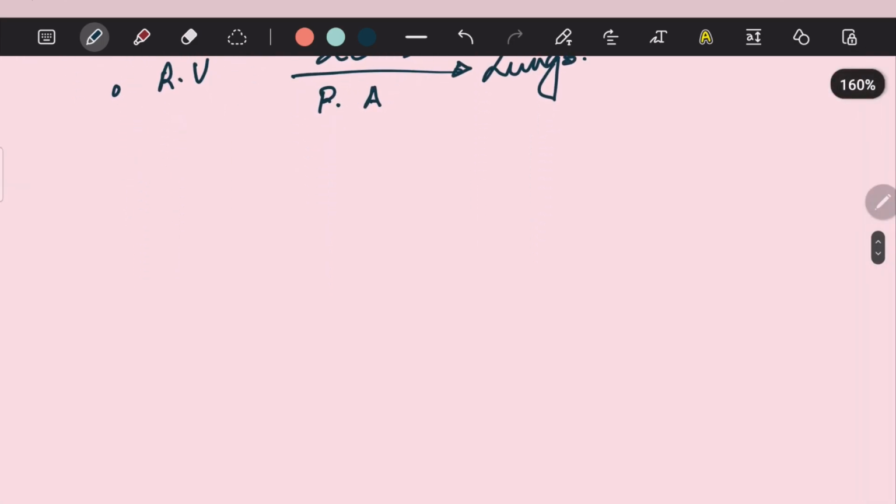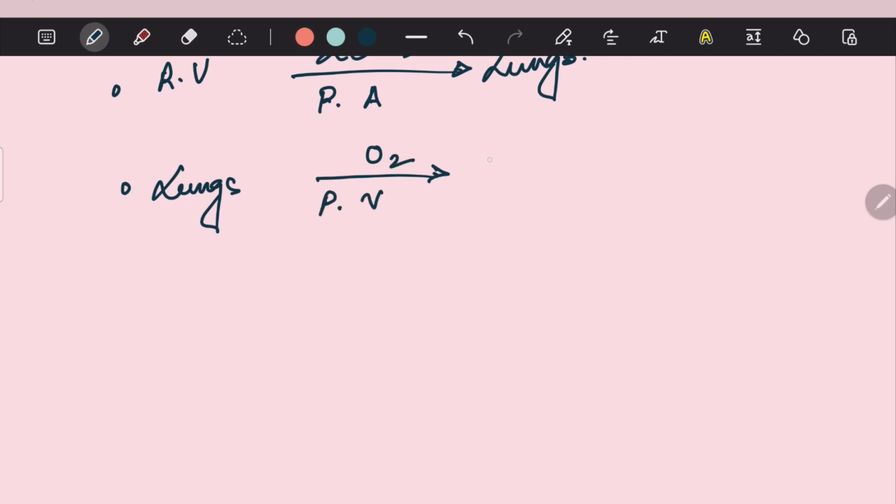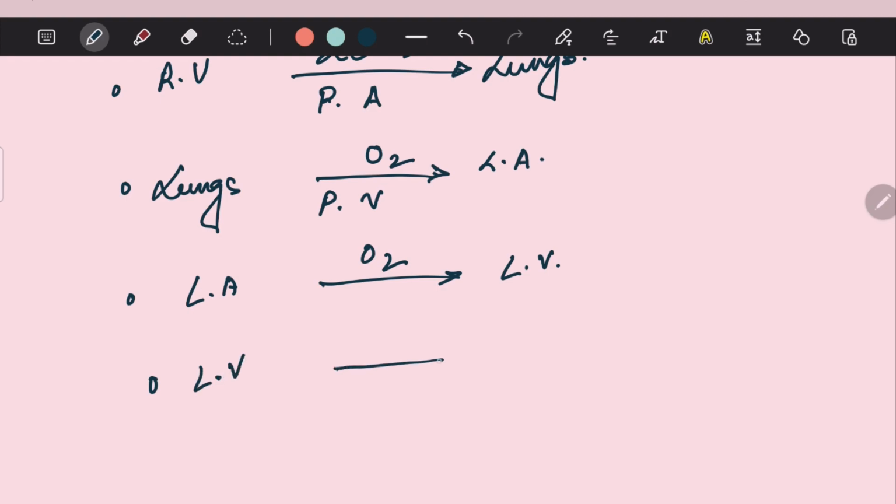From the lungs, the oxygenated blood comes by the pulmonary veins into the left atrium. The left atrium pumps the oxygenated blood into the left ventricle, and the left ventricle then, through the aorta, gives the oxygenated blood to different body parts.